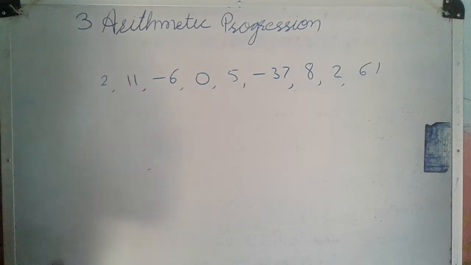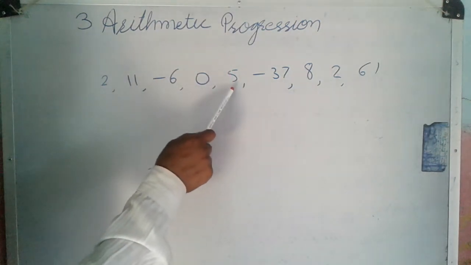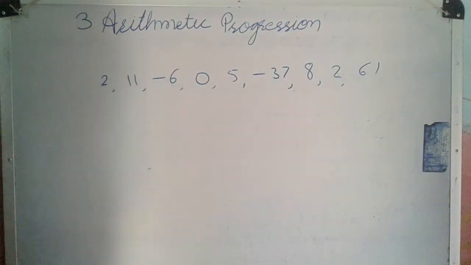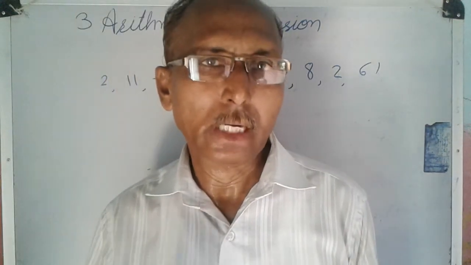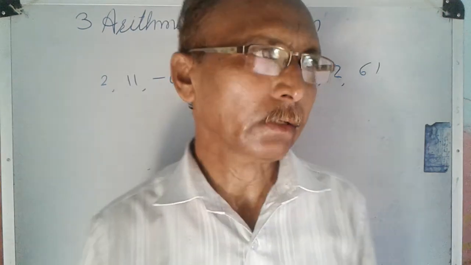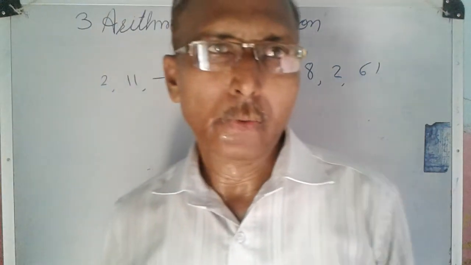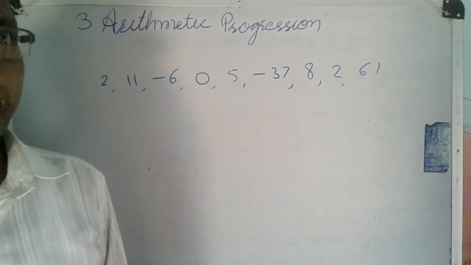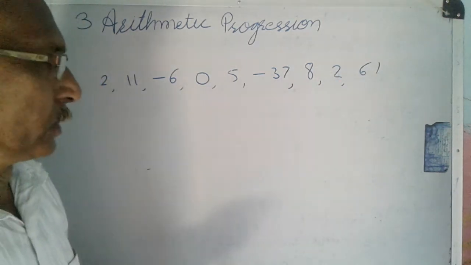Now see here this arrangement of numbers. 2, 11, minus 6, 0, 5, minus 37, 8, 2, 61. Now in this arrangement, we cannot tell why the particular number is at particular position, because we cannot find any rule to obtain the next number. There is no rule to obtain the next number. So this arrangement is also a sequence.